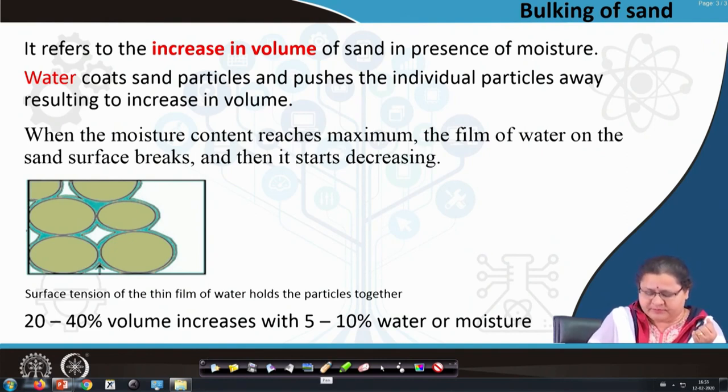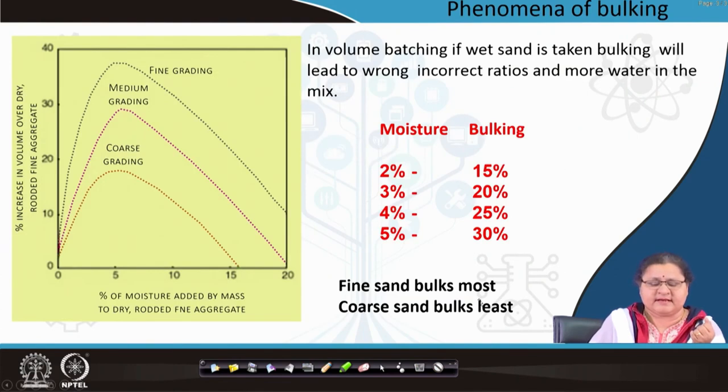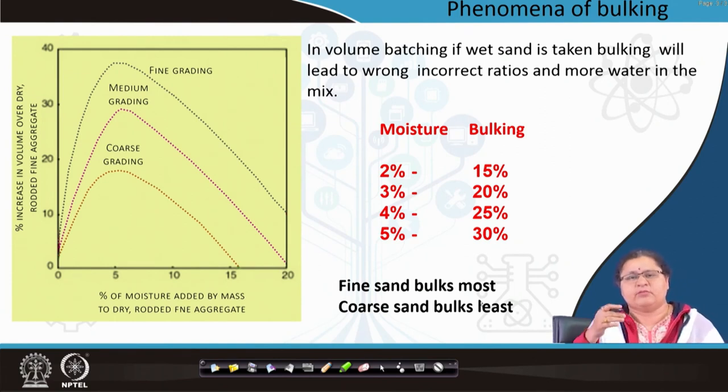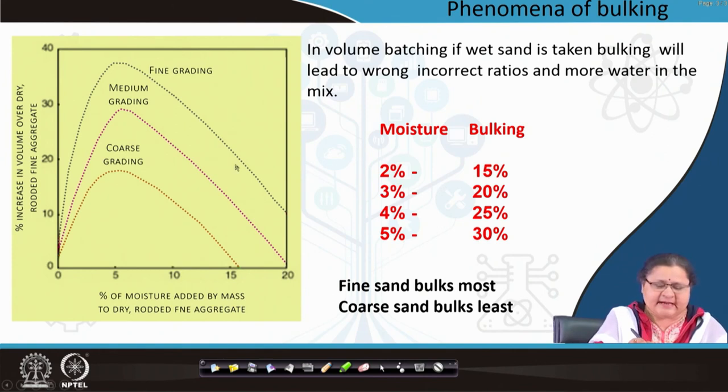So, if we see in this graph, wet sand, which is fine, will have more number of particles, more amount of expansion, and it will push the particles more. If you see this graph, the fine sand is actually growing the maximum, reaching almost 40% when the amount of moisture is almost 5 to 6%. Yes, medium may grow up to 30% and coarse will go up to 20% because the particle sizes are larger. So, fine sand bulks most, coarse sand bulks least.